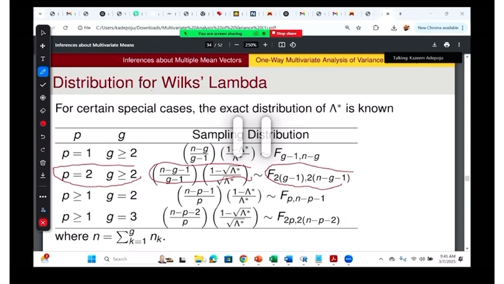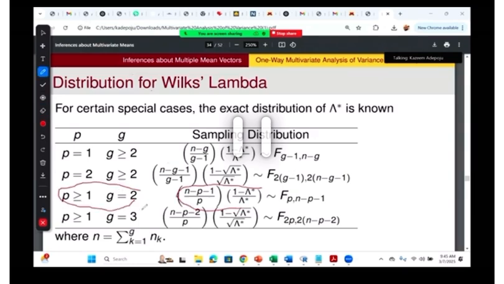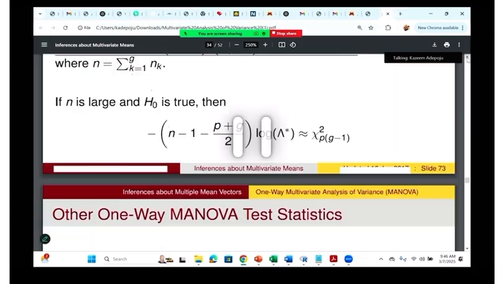Now, the situation where P is greater than or equal to 1 and you only have two groups, that will still follow the F distribution. In each of these, they all follow the F distribution. They have different test statistics, which are a function of Wilks' lambda, and they follow the F distribution but with different degrees of freedom. Does that make sense? Is there any question here? Okay, now I'm actually going to move on.